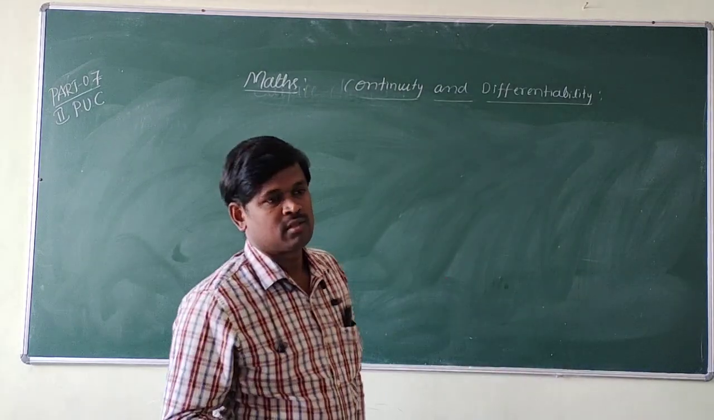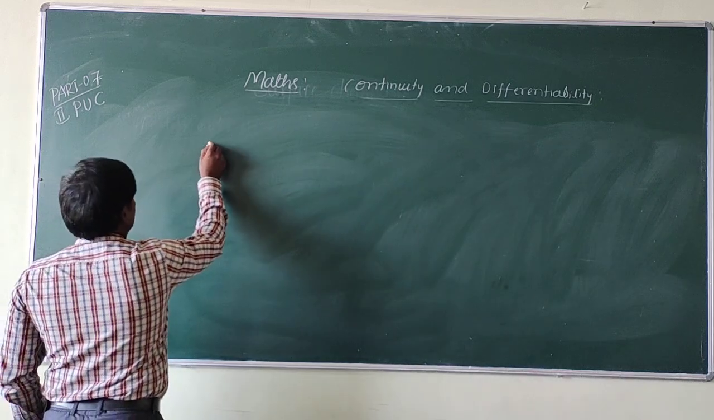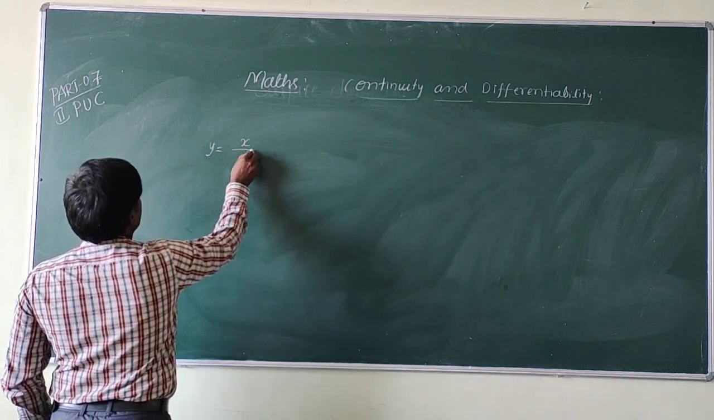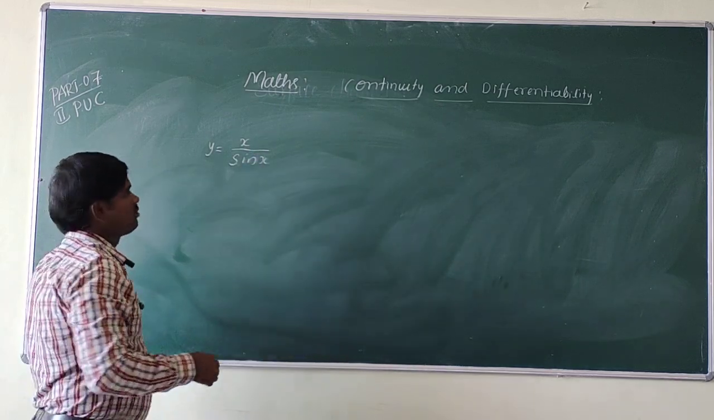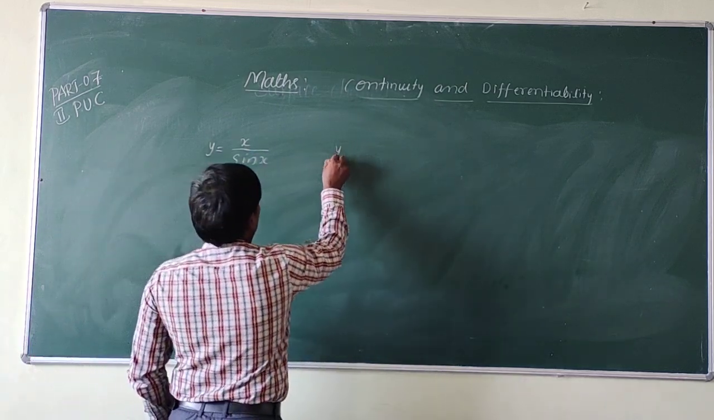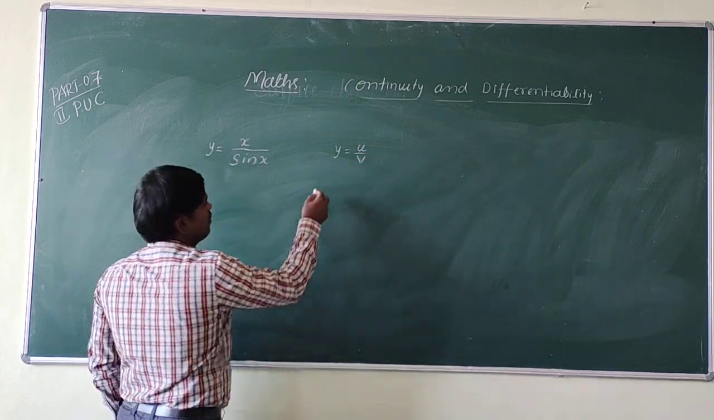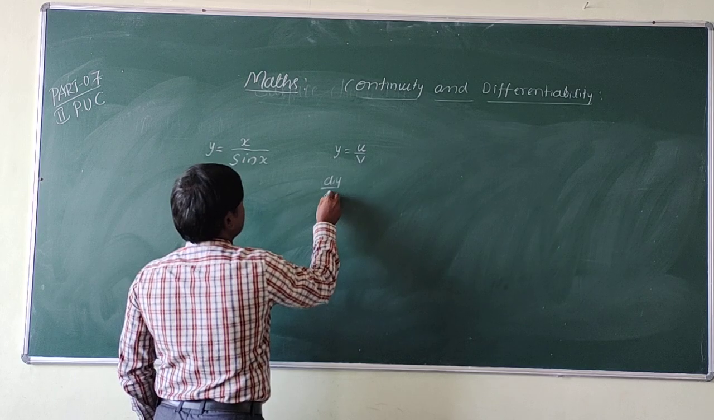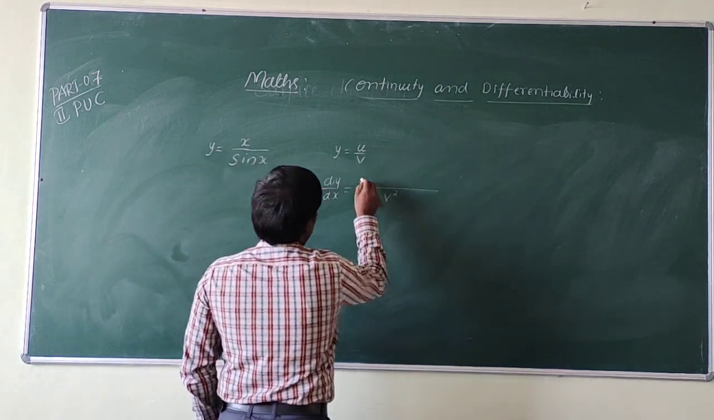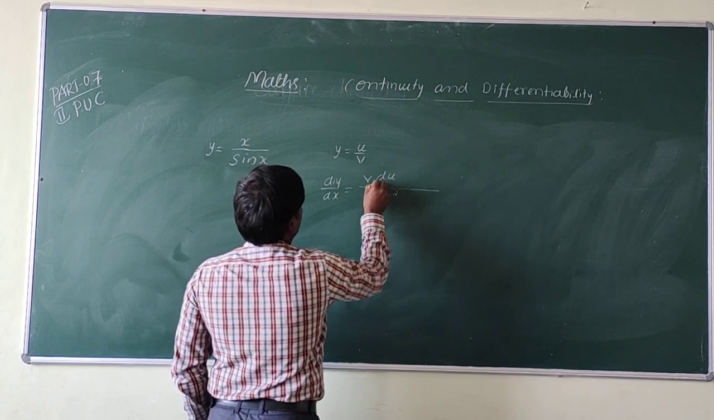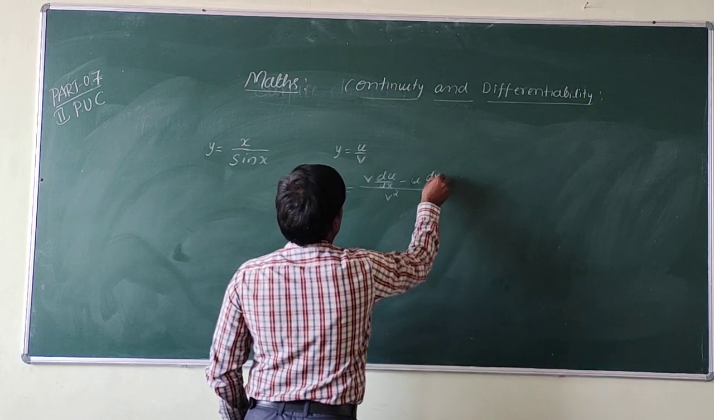So, one more problem, using the quotient formula. Suppose y is equal to x divided by sin x. This is of the form y is equal to u by v. We have the formula dy by dx is equal to v into du by dx minus u into dv by dx, all over v square.